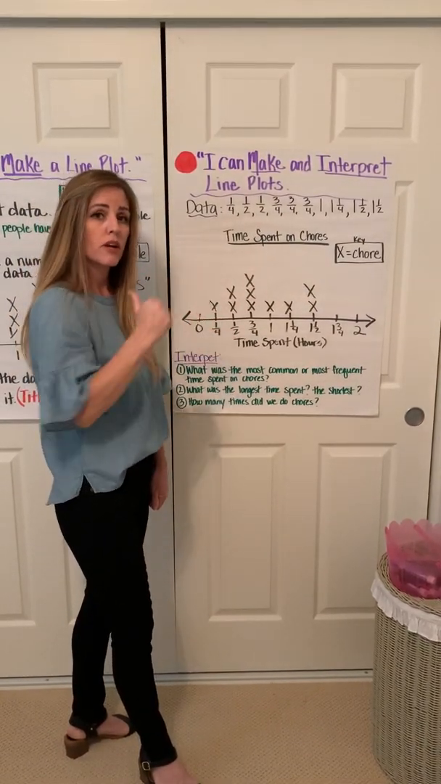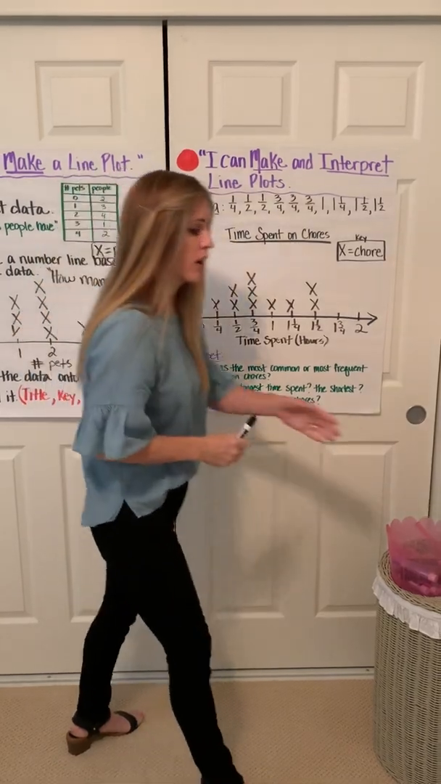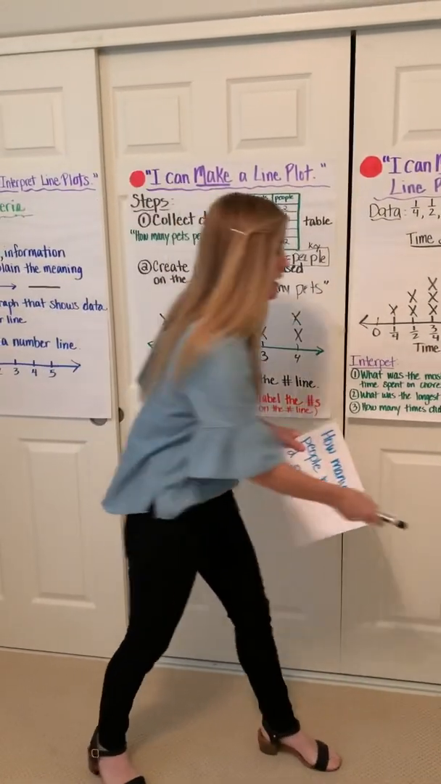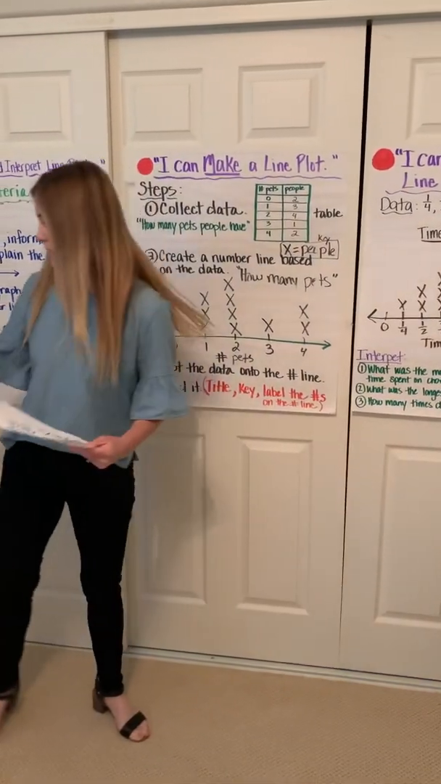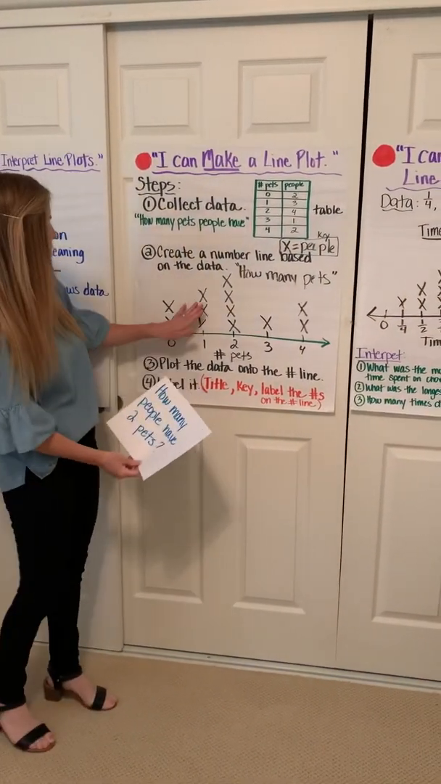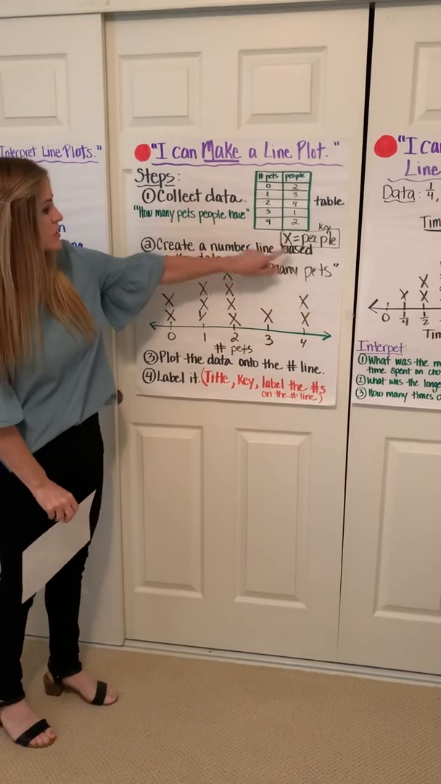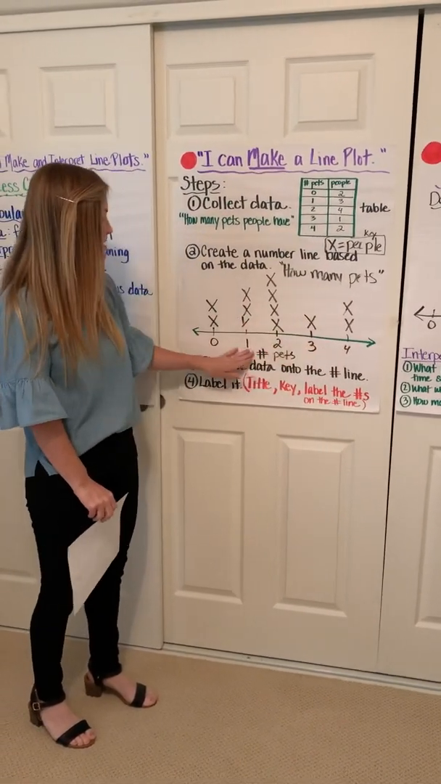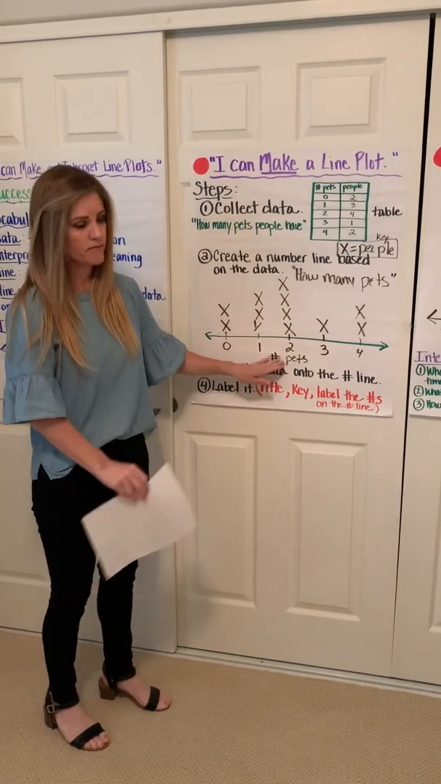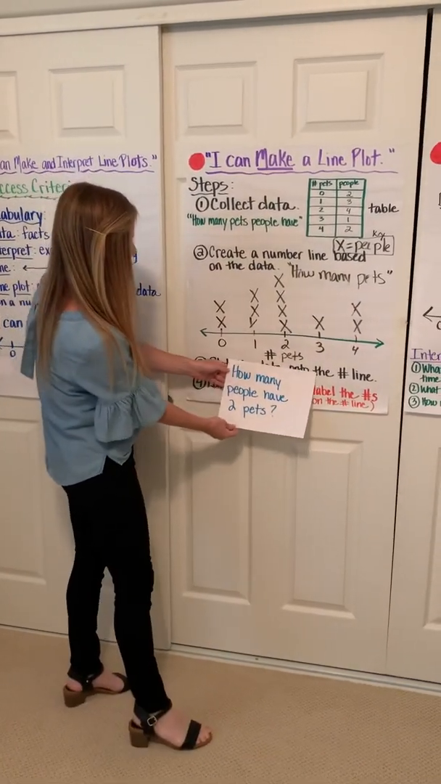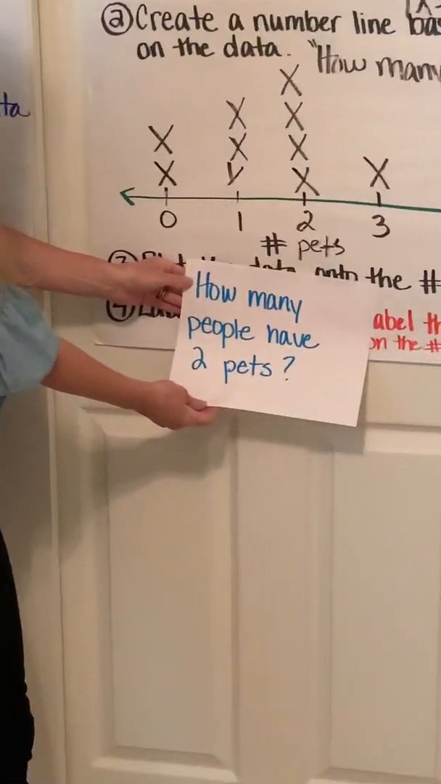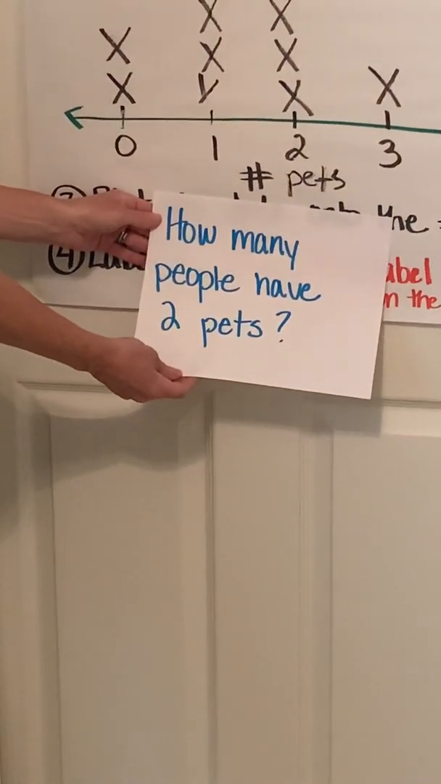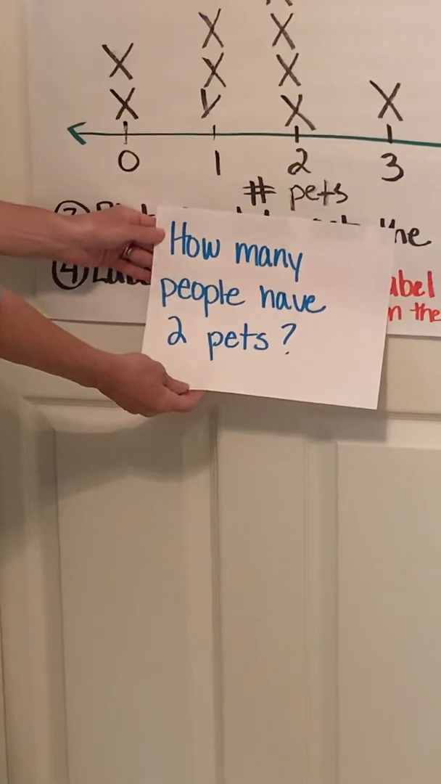Okay? We're going to go back over to our pets line plot and do a little practicing of interpreting there. So if we're going to come back here again, remember X was the number of people and our line represented how many pets, okay? So here comes your first question. How many people have 2 pets? So take a look at that and try that question.